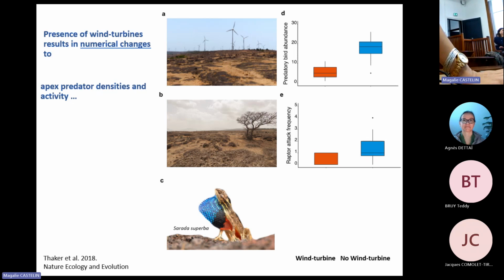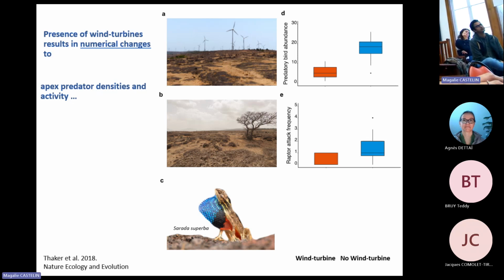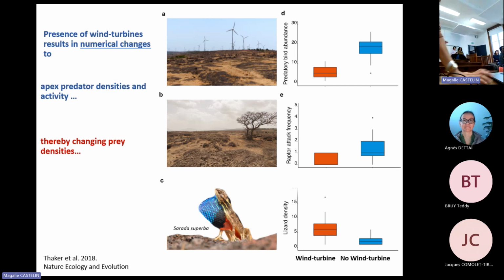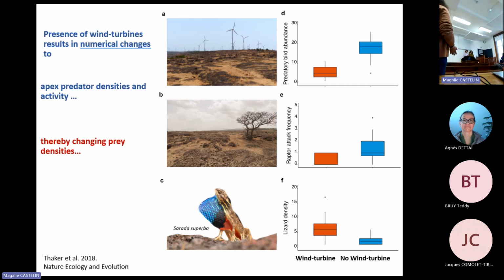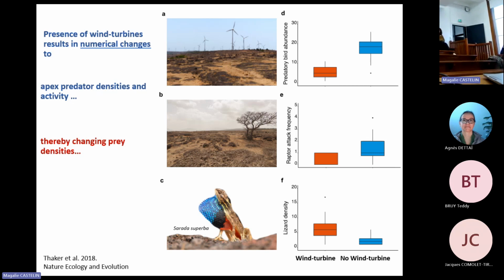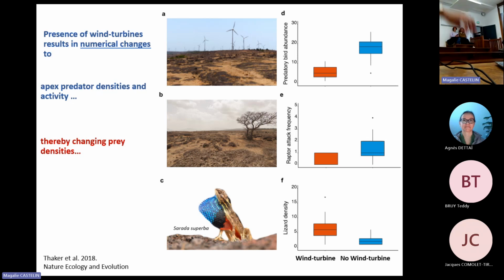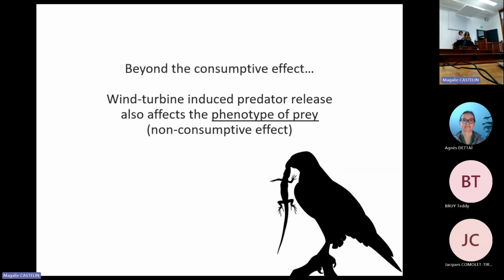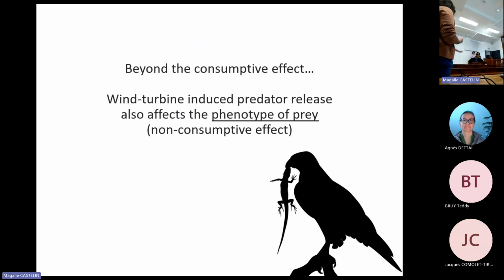Now, if the consumptive effect of trophic cascade does cascade down one level, then we would expect prey densities to respond accordingly. Right? So where we have wind turbines, we don't have birds and we have lots of lizards. So already we see this numerical change that is predator driven, caused by something that we did in the landscape. Now, beyond the consumptive effects, wind turbines induce predator release, right? And the predator release affected the phenotype of prey. Right? And so we saw a whole bunch of non-consumptive effects. So the lizards that survived on these landscapes were different.